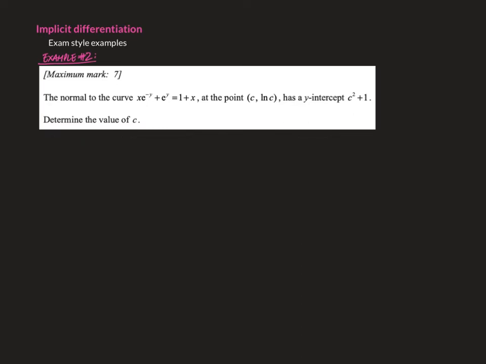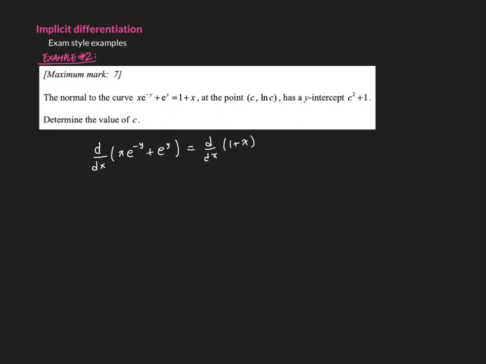So let's begin the question by taking the derivative on both sides. The left hand side is the derivative with respect to x of x e^(-y) + e^y, equal to the right hand side, which is the derivative with respect to x of 1 + x. Now the right hand side is fairly simple. The derivative of 1 + x is 1.